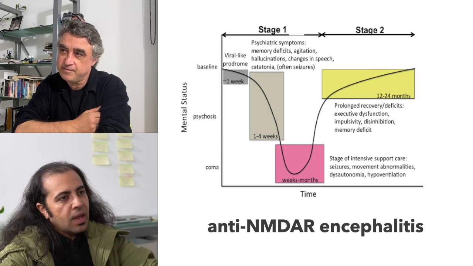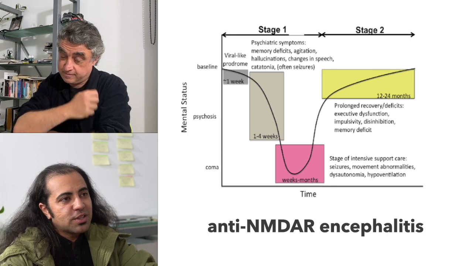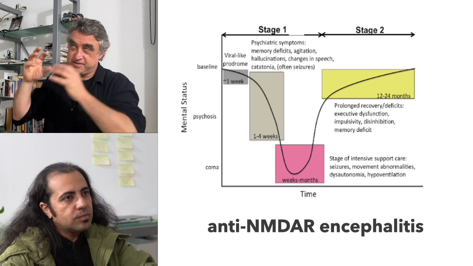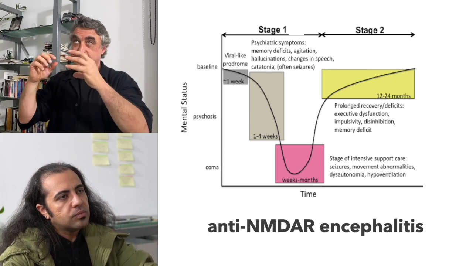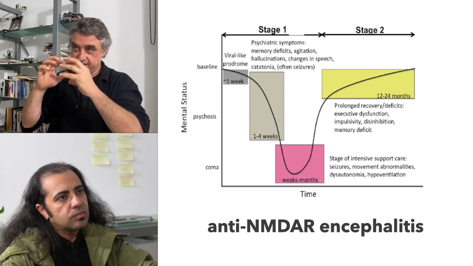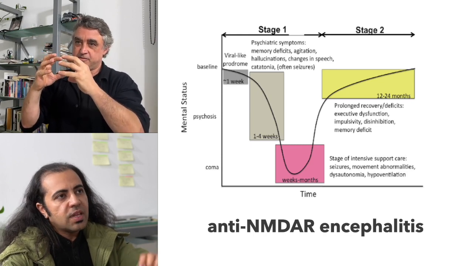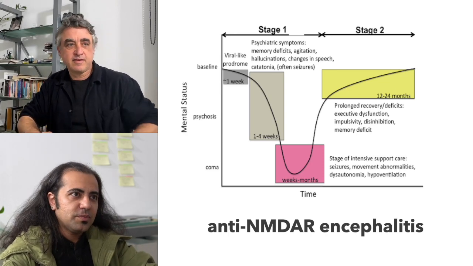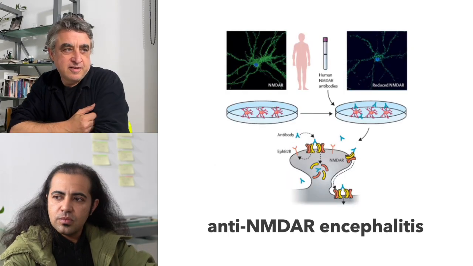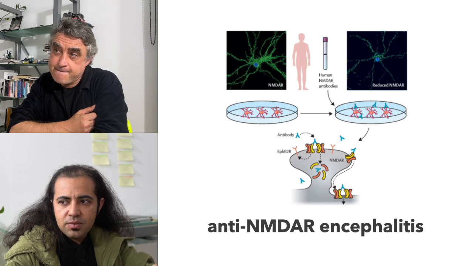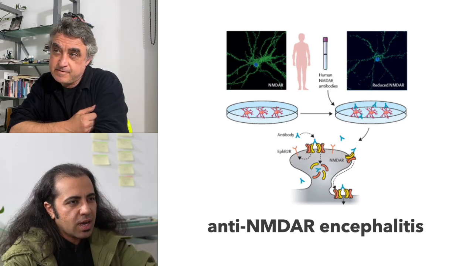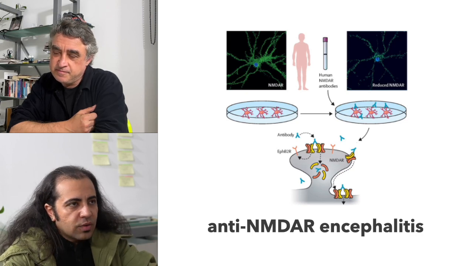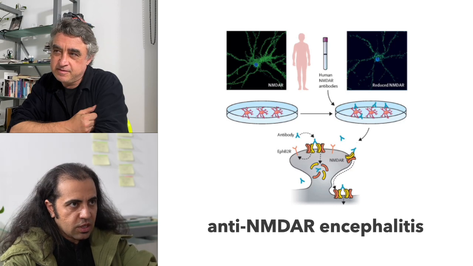So the disease, let's first talk about the disease. The disease is caused by antibodies that attack these receptors. These receptors are found all over the brain, but mostly concentrated in the hippocampus.